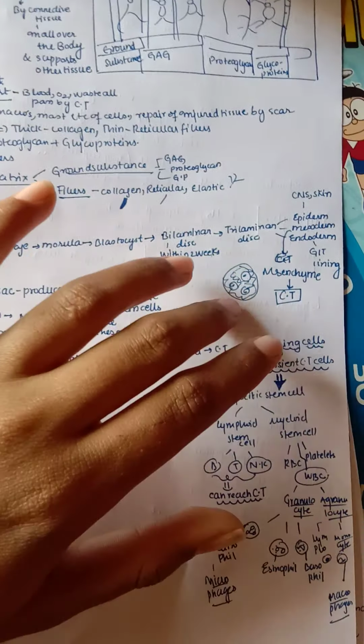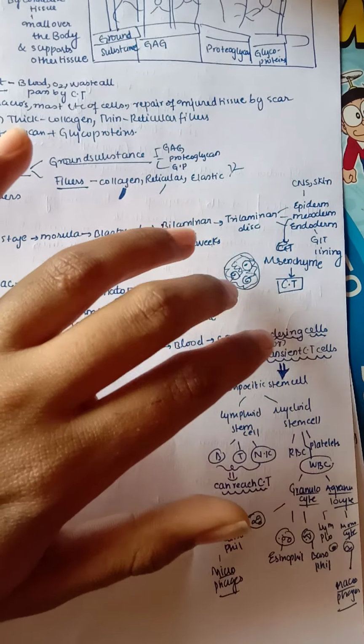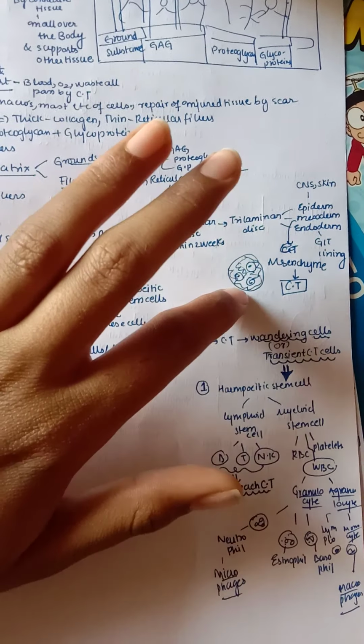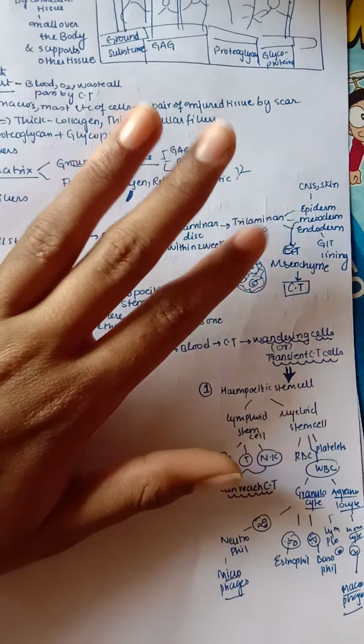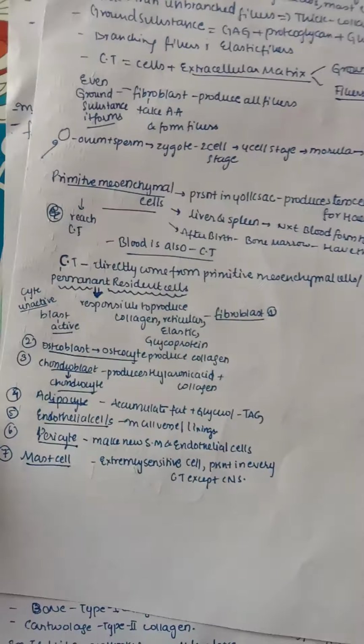So this is a mesenchyme. Mesenchyme is made of cells around which you can find some proteins segregated. This is how the mesenchyme looks. From mesenchyme only our connective tissue is derived.